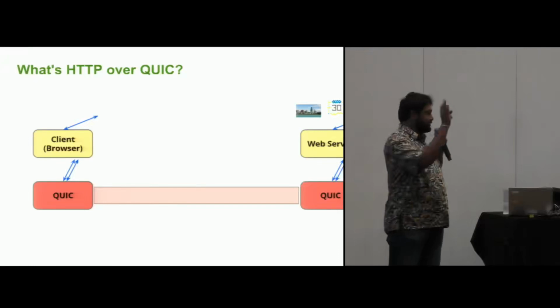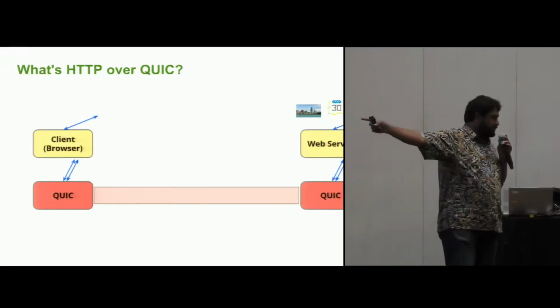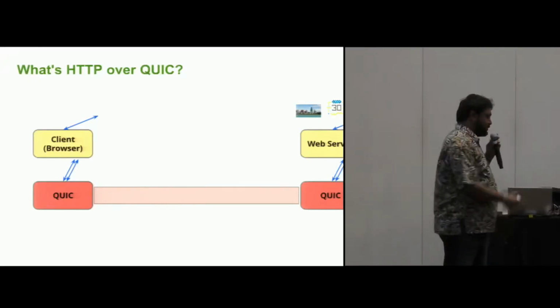Mike, raise your hand. There you go, that's Mike Bishop. He's the editor of the HTTP mapping draft, and he's the reason the world looks like this. So you can blame him for it.